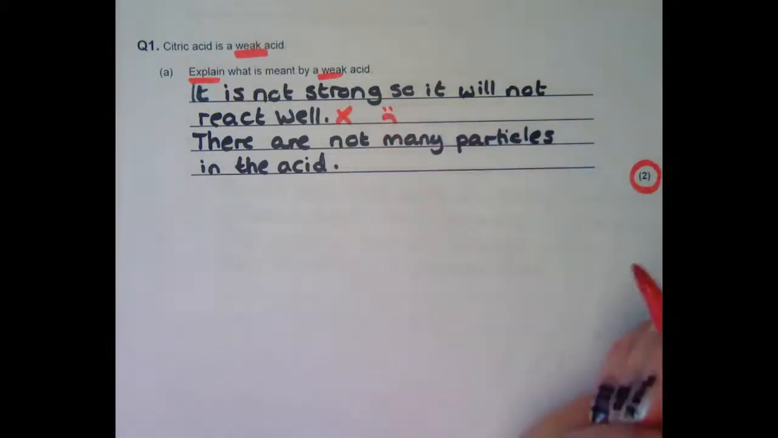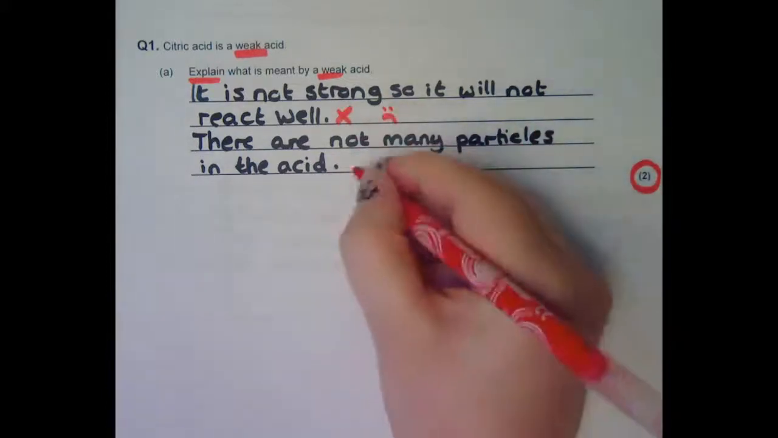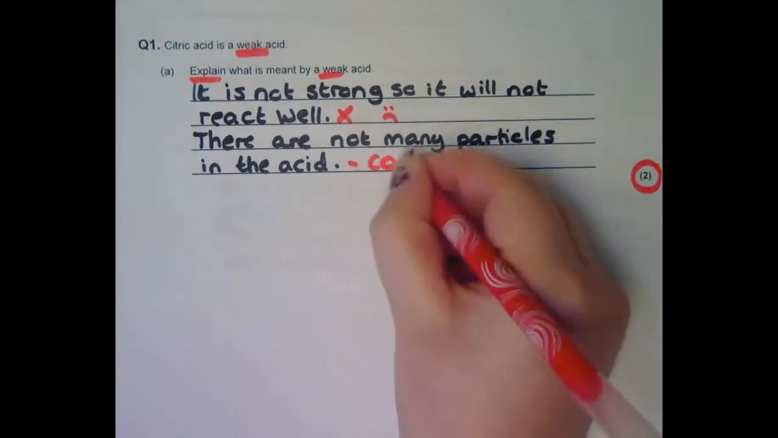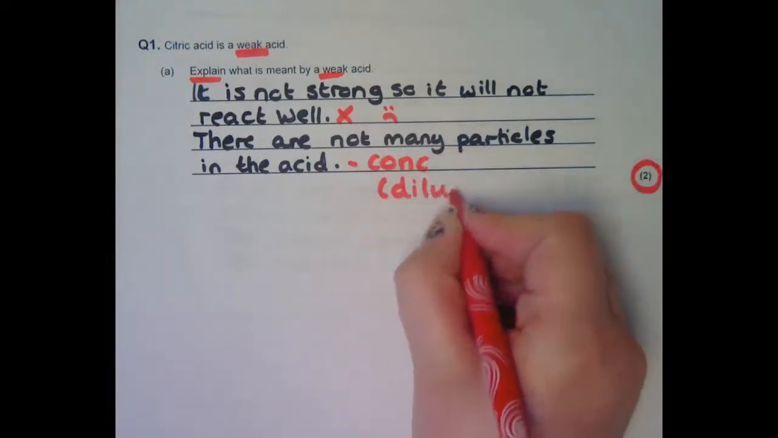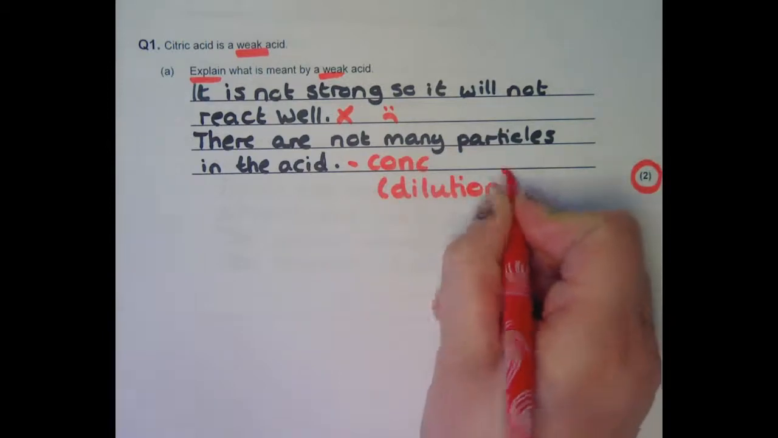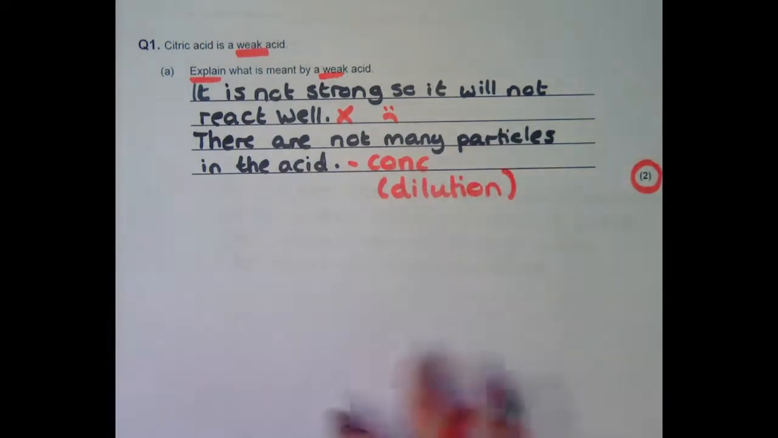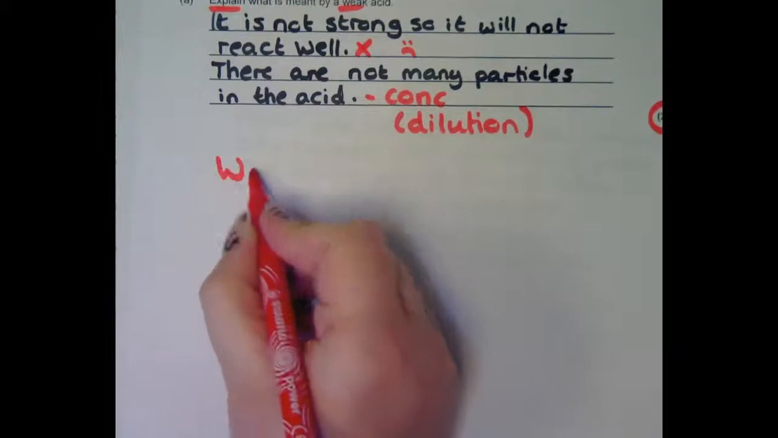There are not many particles in the acid. Here, what they are trying to do is reference concentration as opposed to strength. So that would be concentration. The answer that we're actually looking for is the full definition of what a weak acid is.